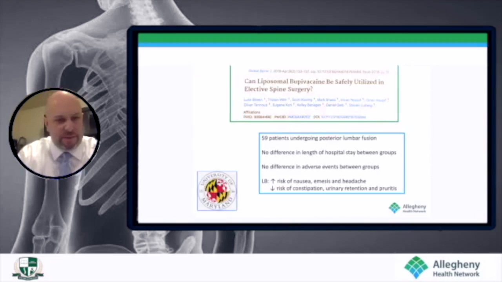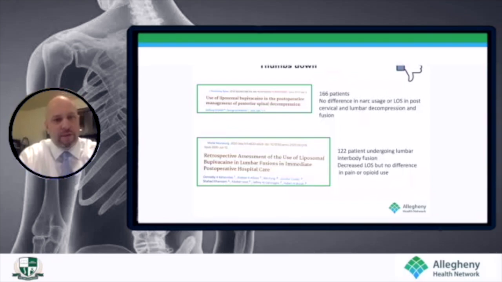A separate paper that the same authors published, with overlapping patients, had 59 patients undergoing posterior lumbar fusion and showed no difference in length of hospital stay between groups that got Exparel and groups that didn't. They also showed no difference in adverse events. So they did prove that Exparel was safe in terms of adverse event incidence. People who got Exparel had an increased risk of nausea, emesis, and headache, but a decreased risk of constipation, urinary retention, and pruritus, things commonly associated with opioid use, obviously. What is the negative literature for Exparel?